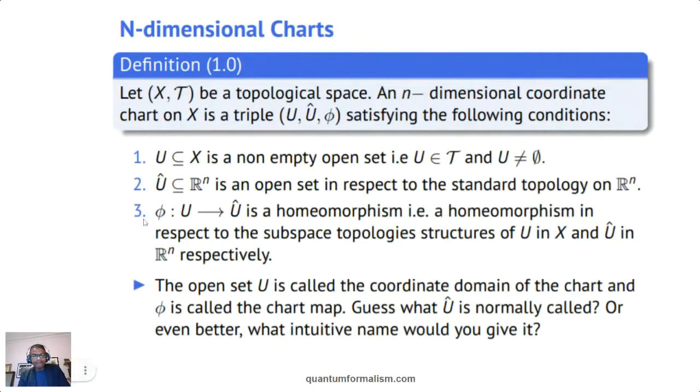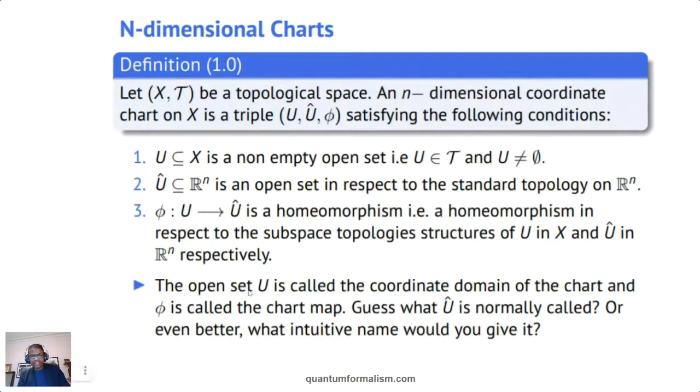And then the final condition is that phi is a map from U to U hat, and it's a homeomorphism. Homeomorphism is something that happens between topological spaces. So this implies that we are considering U as a subspace of X with respect to its topology, and the same with U hat with respect to R^n and the standard topology. It is in that sense that this is a homeomorphism.